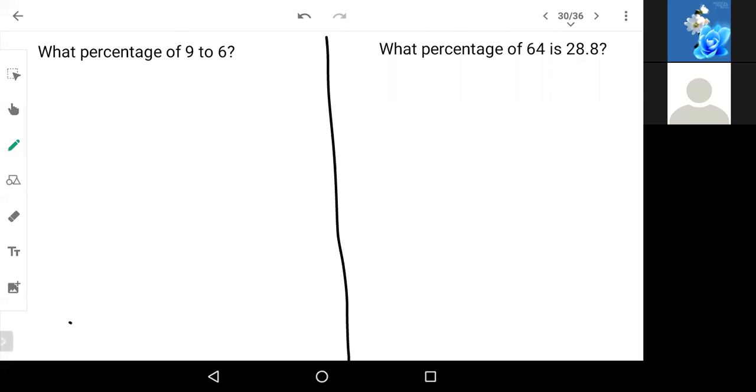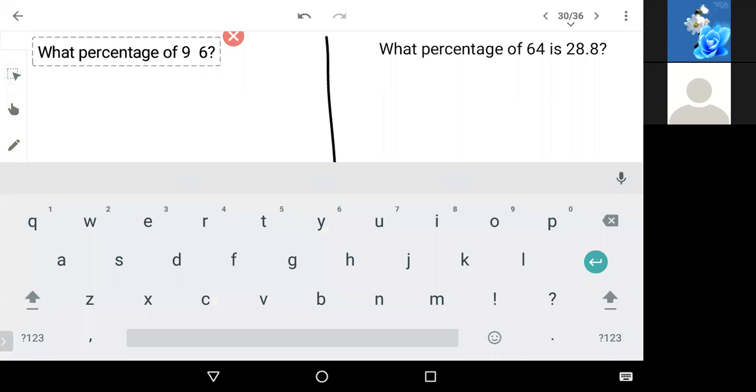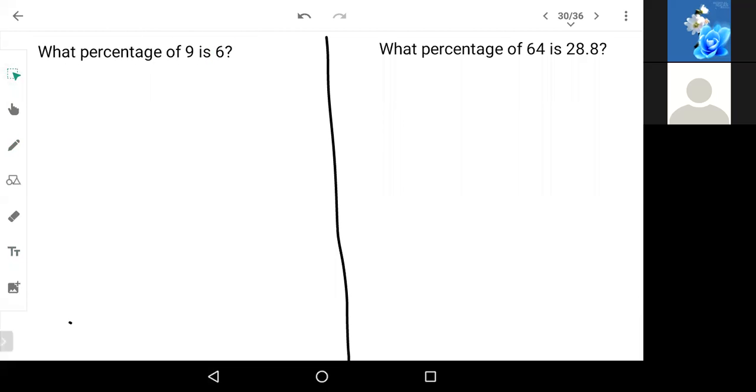Now we were solving the problems of percentages, right? So let us continue those problems. Now here, what percentage of 9 is 6? Okay, that is 6. What percentage of 9 is 6? So here we are supposed to understand the question and then solve it properly.